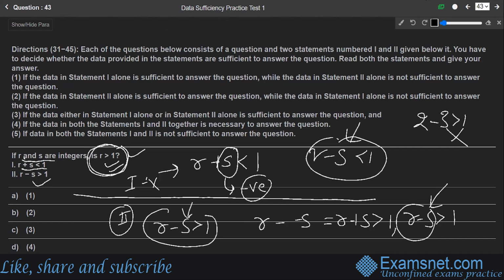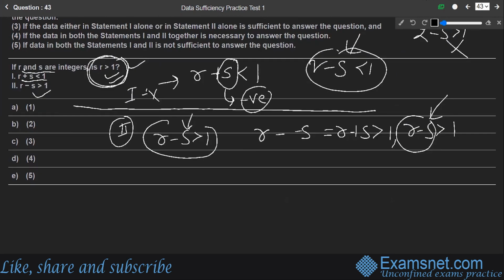Okay, what if we combine both the information? Then what's going to happen? The first information said R plus S is less than 1. The second said R minus S is greater than 1. So even if we combine the information, we can see that there is an insufficiency to derive the solution, because the value of S has a major role to play. Unless and until we get the value of S, we cannot find out whether R is greater than 1 or not. So clearly, by combining both the information also, we are not able to answer. So in this situation, we hit option 5, that is E, which becomes the right answer.